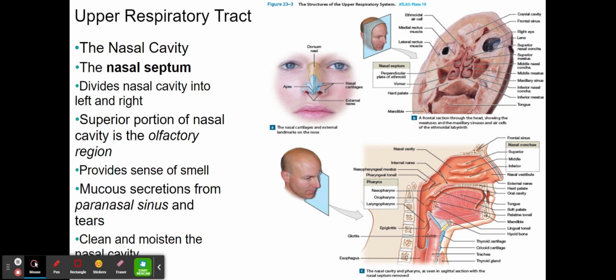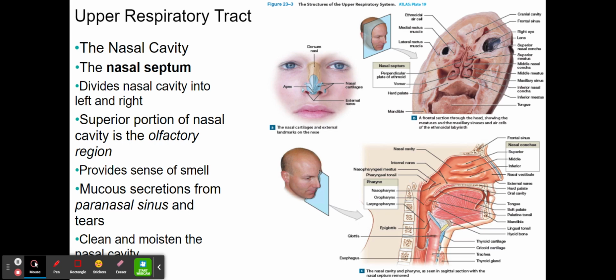The olfactory region is the superior portion of the nasal cavity. It includes the areas lined by the olfactory epithelium: 1, the interior surface of the cribriform plate, 2, the superior portion of the nasal septum, and 3, the superior nasal conchae. Receptors in the olfactory epithelium provide your sense of smell.